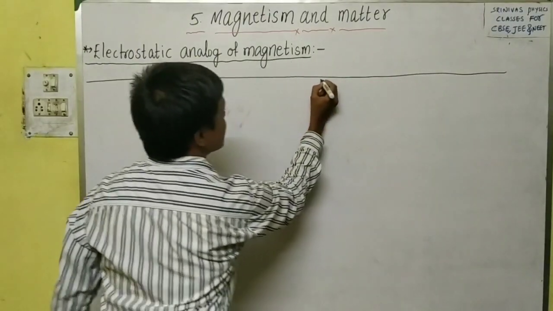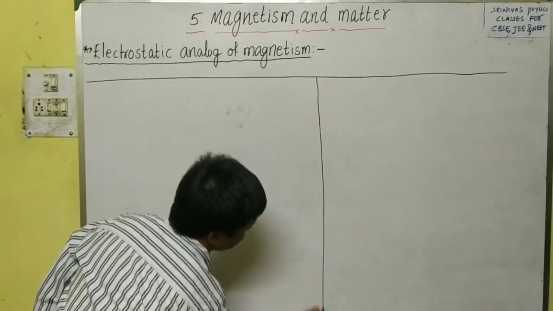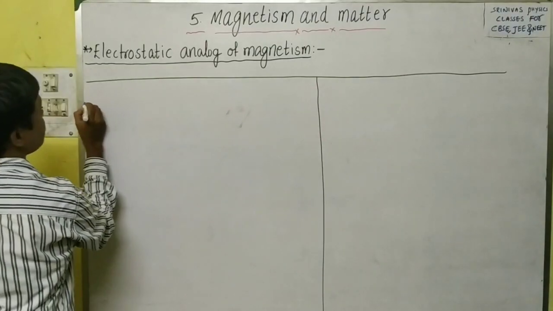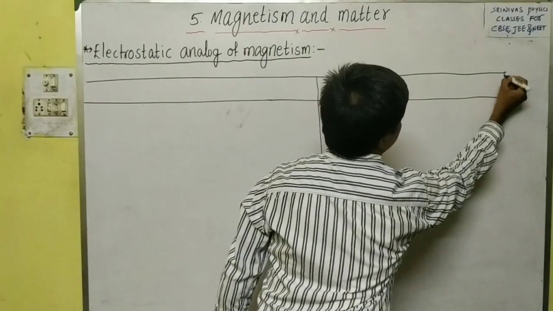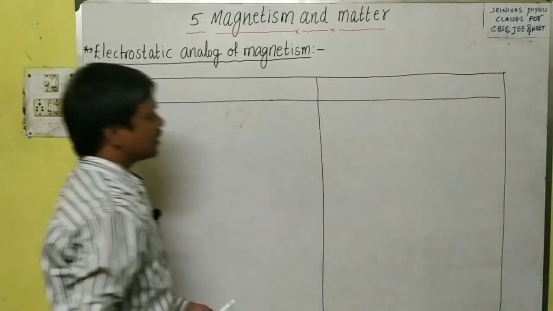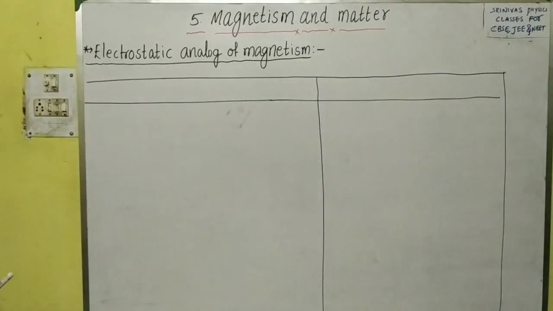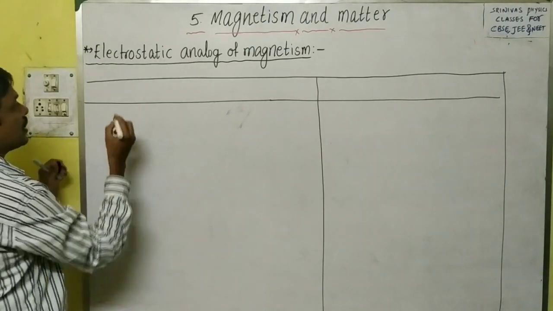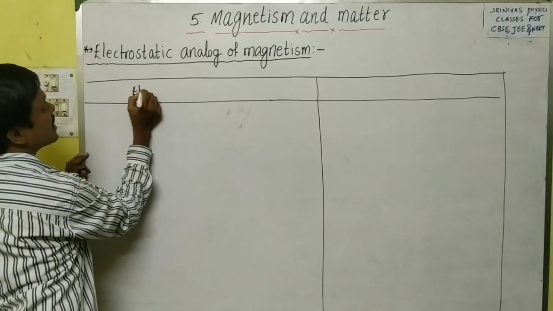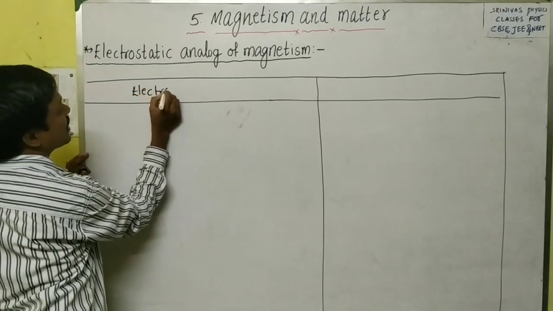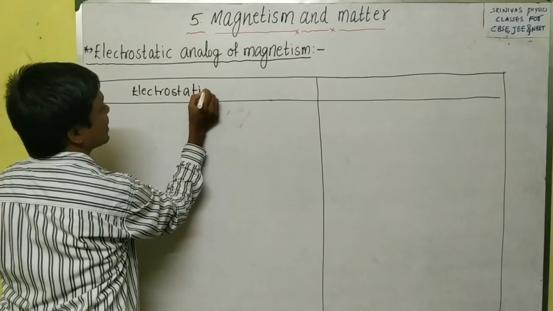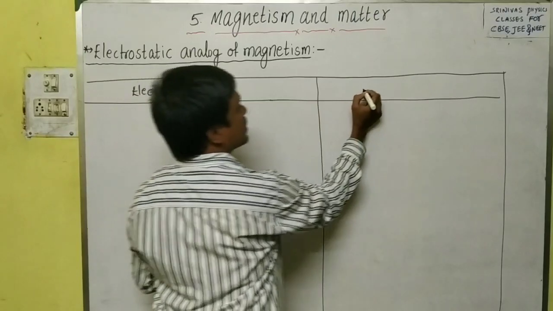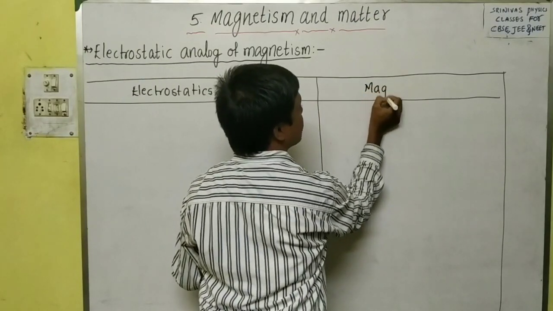Our heading is electrostatic analog of magnetism. First, electrostatics: what we take in electrostatics and how it changes in magnetism, that I will explain. And this is magnetism.